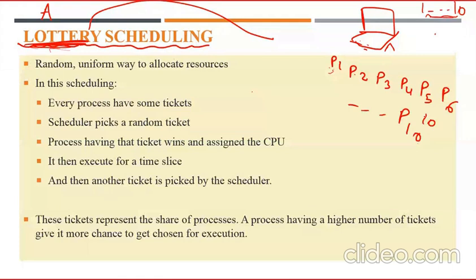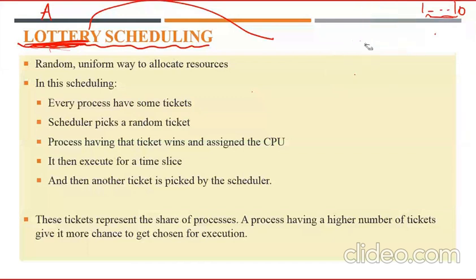So if you have invested your money in a lottery, or even if you haven't, you already know how it works. Let's assume there are two persons, P1 and P2, and there are 100 lottery tickets. Let's assume P1 has taken 90 lottery tickets, and P2 has taken 10 lottery tickets.